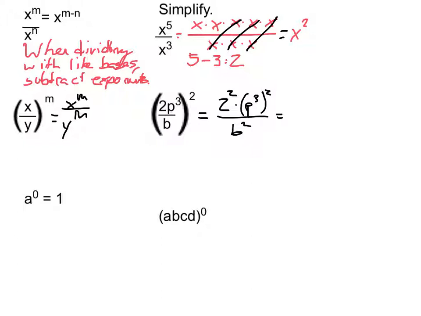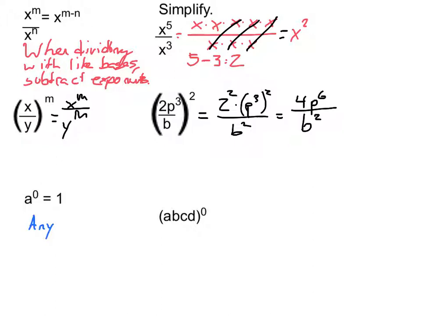And I can simplify the top a little bit. I can do 2 squared and turn it into 4. P to the third squared, a power to a power, we multiply our exponents. So I get p to the sixth over, on bottom, b squared. And that's that one. On the bottom one, I'm showing you that a to the 0 power equals 1.